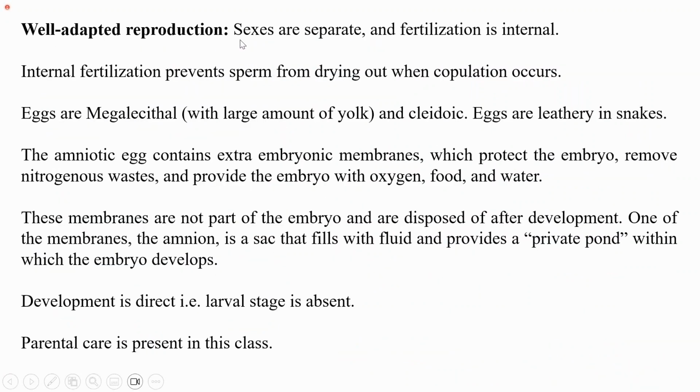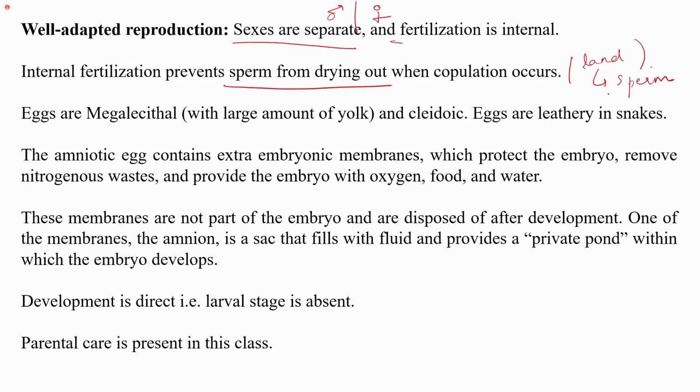The next thing is the well-adapted reproduction. In the reptiles, sexes are separate, that is, the male and female are different. Fertilization is internal. What is the advantage of internal fertilization? Internal fertilization prevents the sperm from drying out when copulation occurs. Since they live on land, when they release the sperm, it may dry out if it is released in the outside environment. Therefore, internal fertilization prevents the sperm from drying out.